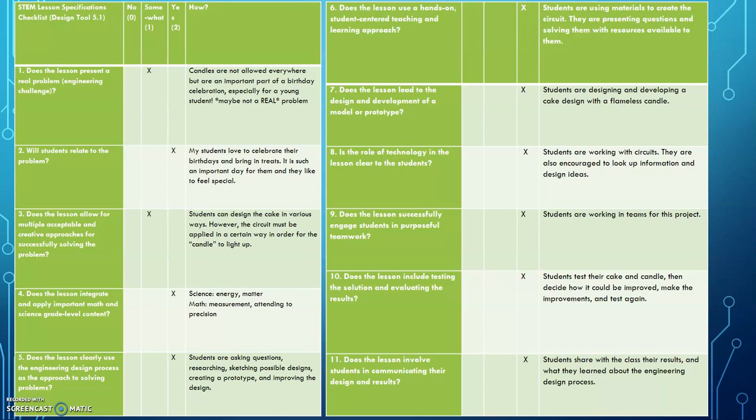My other somewhat was the multiple acceptable approaches. They can design the cake in various ways. However, the circuit does have to be applied in a certain way in order for it to light up. So there was not a whole lot of multiple acceptable approaches in that aspect.